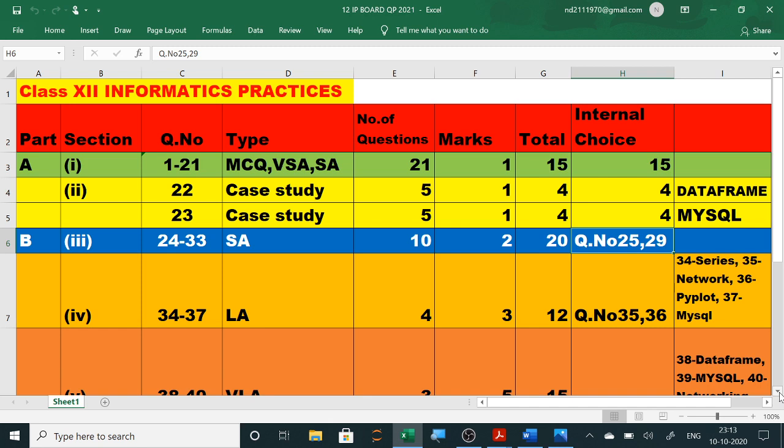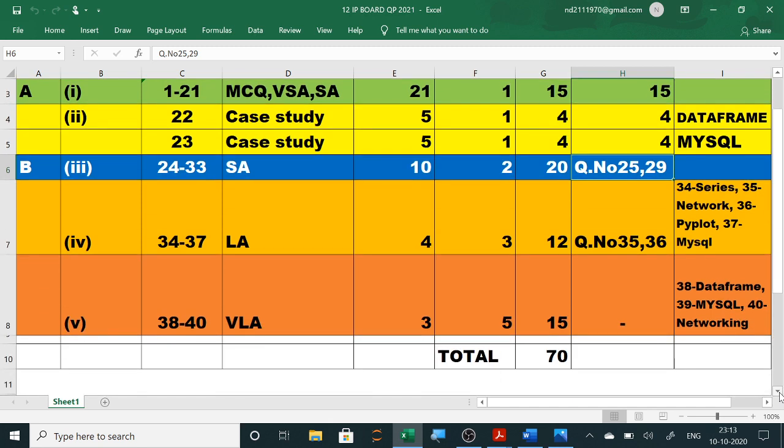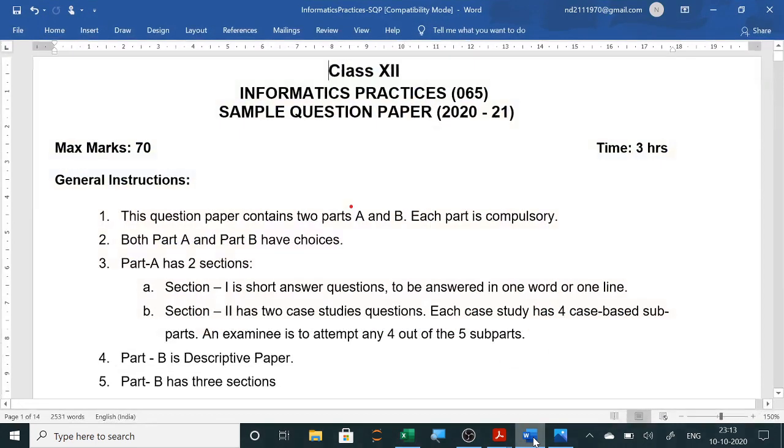Next is your 5 marks question. This is the last section, that is section 5. Here you can see 3 questions, 38 to 40, 5 marks each, so 15 marks total. Now in this we have seen that question 38 consists of data frame, 39 is of MySQL, and 40th question is of networking. Now we will see the question paper here.